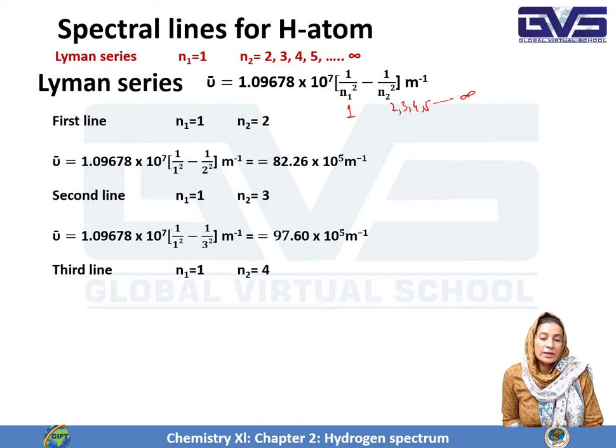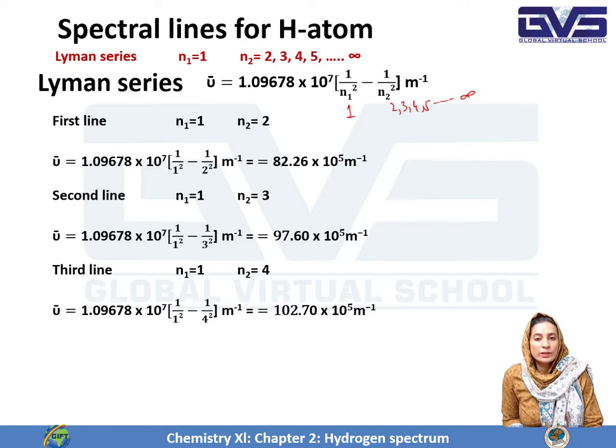Similarly for the third line, when the electron jumps from the fourth orbit to the first orbit, put these values in and solve this equation. You must solve this with me so you have an even clearer picture, and you find the value of the wave number of the third line. Similarly you can calculate the wave number for the fourth, fifth, sixth and seventh line and so on.